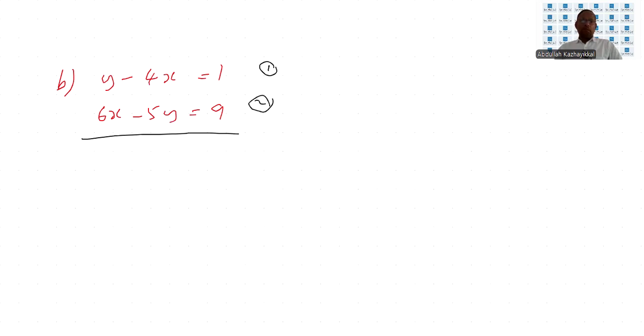6x minus 5y, I am writing: 6x minus 5y is equal to 9. Where is x? x is here. So bring x down, exactly down. Don't put x here, you cannot add or subtract. So minus 4x.